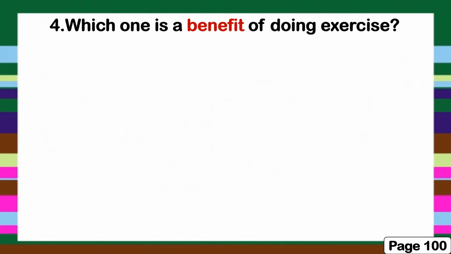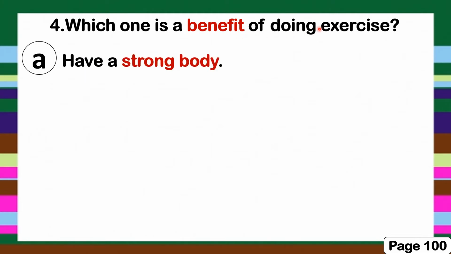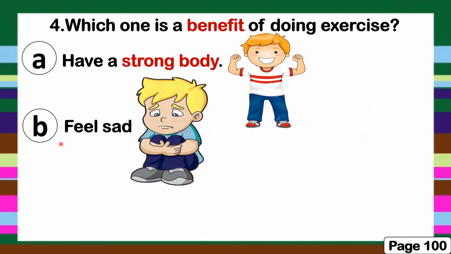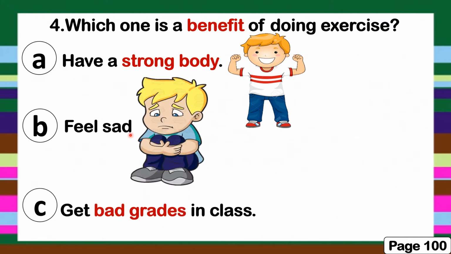Now, in number 4, which one is a benefit of doing exercise? So what will happen to your body if you do exercise? Letter A, have a strong body. Letter B, you will feel sad. Or letter C, you will get bad grades in class.